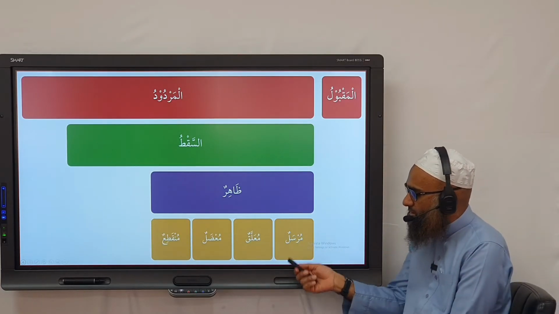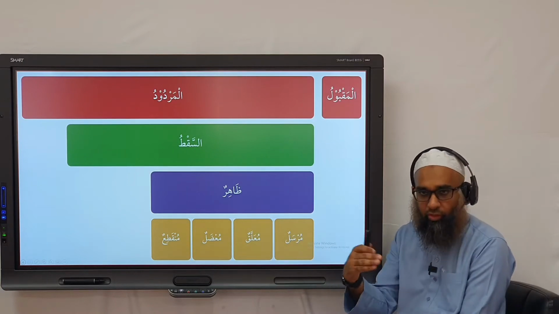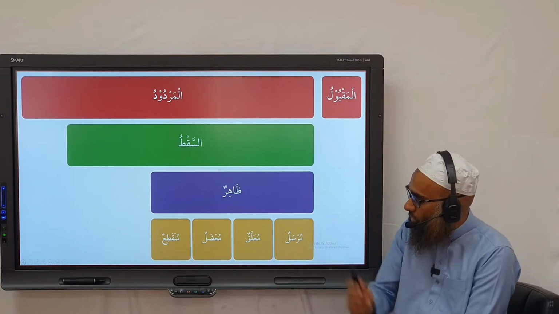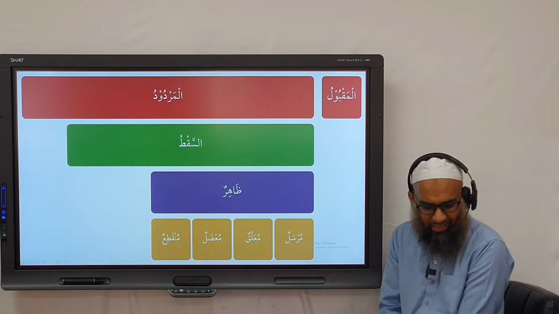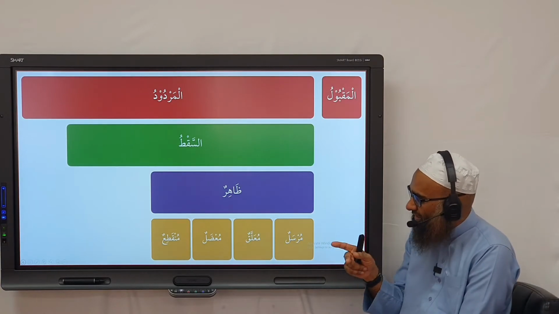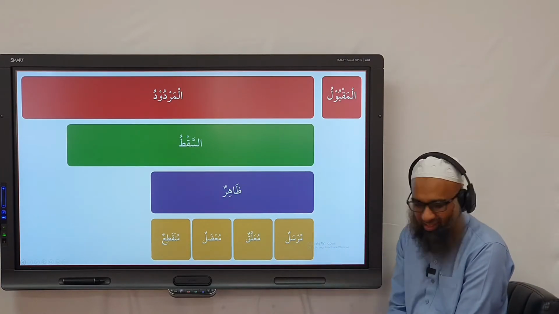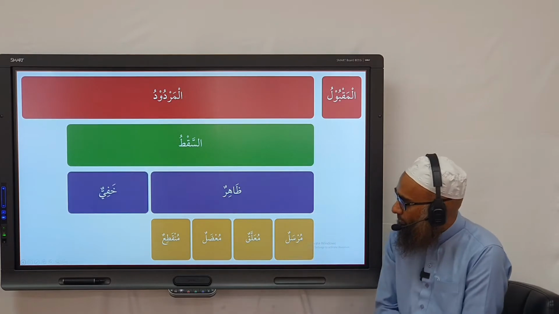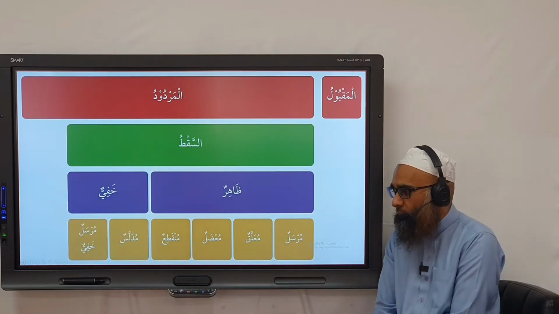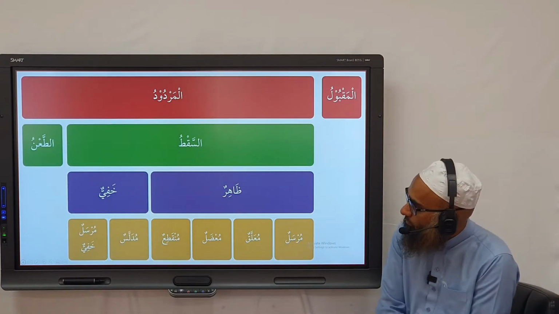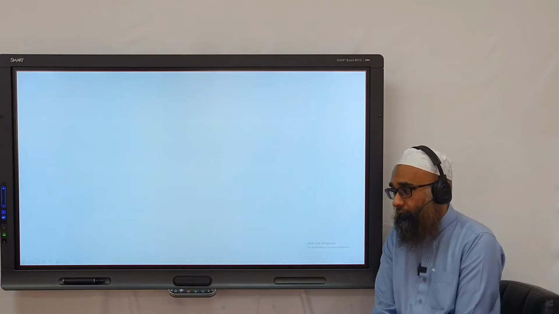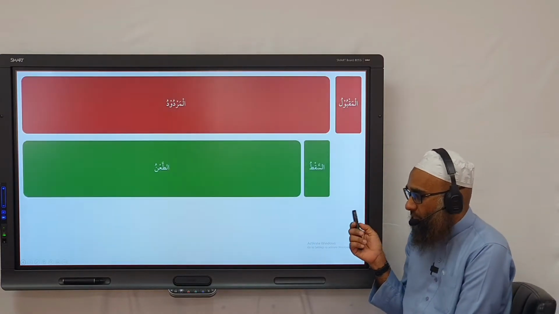Okay, mursal, sahabi is missing. Mu'allaq, from the sanad author, he's missed out many of them, or a few. Mu'adal, two or more continuous. Munqati' is then used, and I said to you, munqati' can use any zahir, or it can be any apart from those. Then we have khafi, we have in there mudallas, or we have mursal khafi.